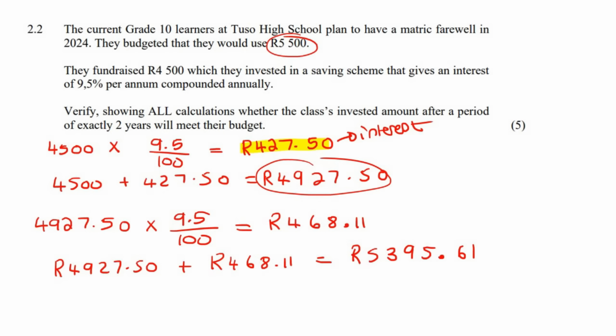So verify showing all calculations. If they'll meet their budget, we can just summarize and say they will not meet their budget.